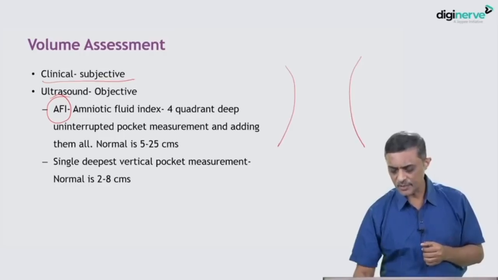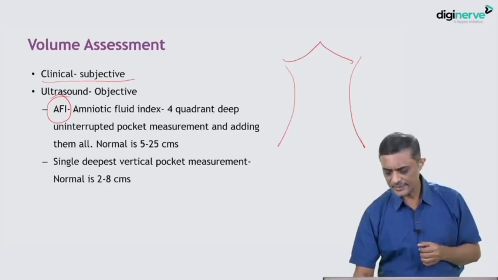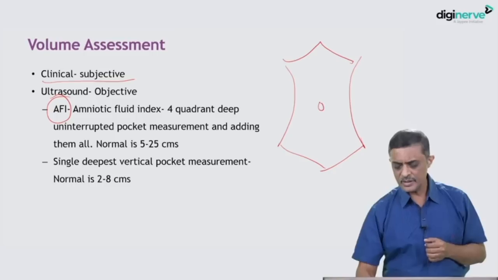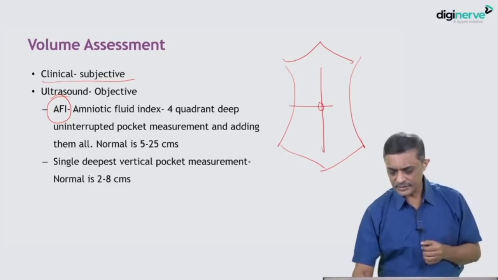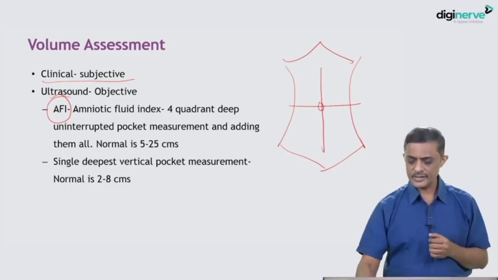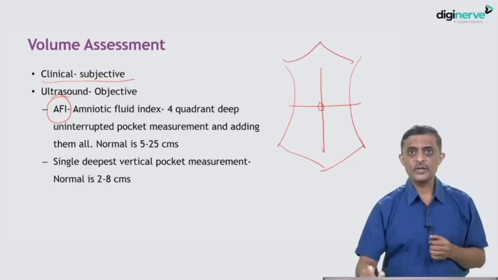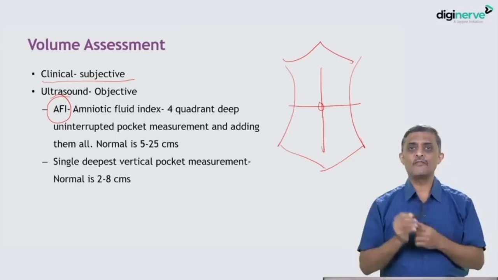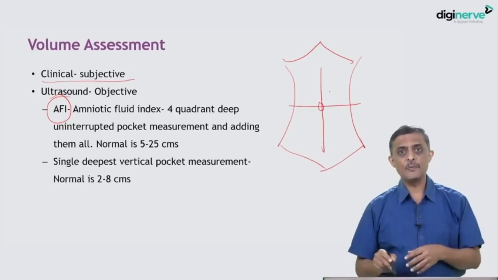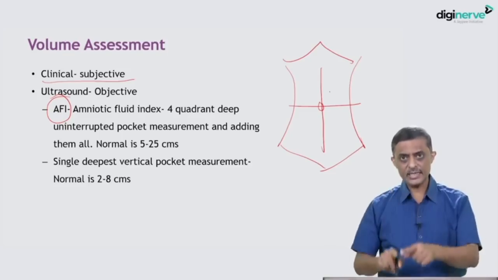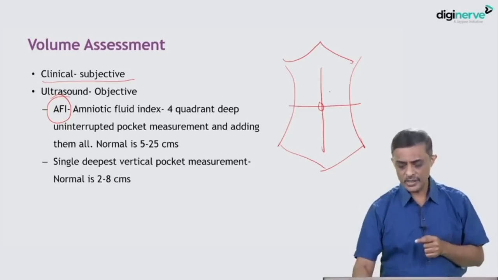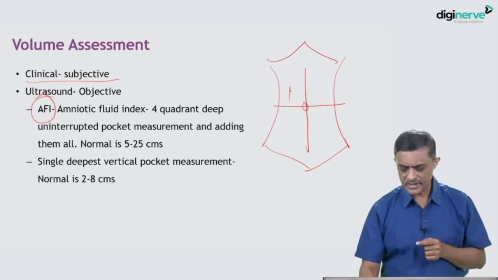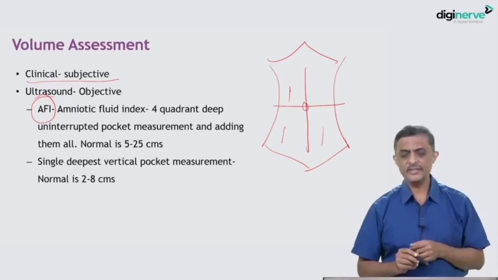So if this is the abdominal cavity, rather the superficial abdomen, they divide the abdomen into 4 quadrants, and in each quadrant they are going to look for the depth of free amniotic fluid. When they are looking for the amniotic fluid, there should not be any cord loop or fetal parts. A clearly visible amniotic fluid is measured in this quadrant, this quadrant, and also this quadrant.